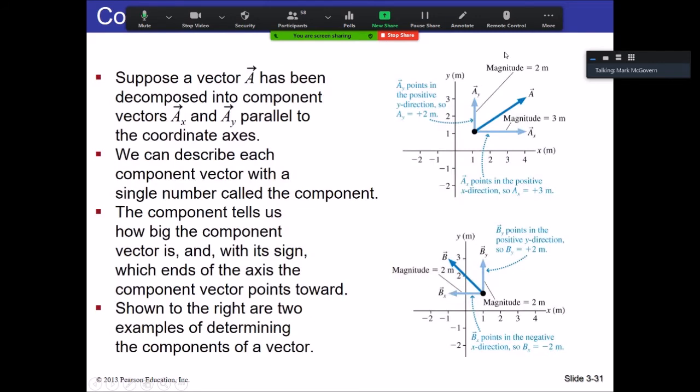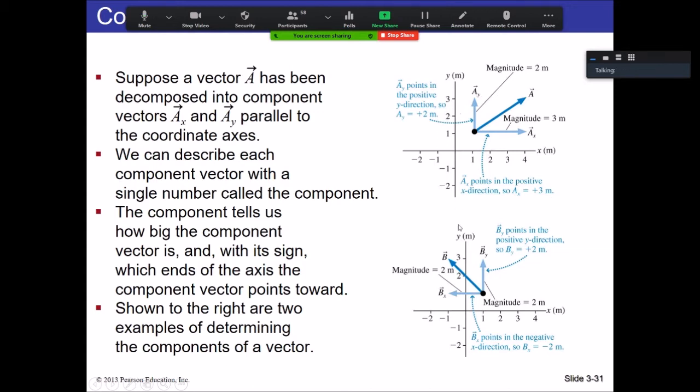Okay, here we have some examples. We have vector A, and we're going to break it into its components. We have a coordinate system down here, so we can assign actual lengths to the vector. This vector can be comprised of an x direction vector of length 3 and a y direction vector of length 2. Those two vectors, when added together, are identical to vector A. We call these two the component vectors. We say that A sub x is 3 meters and A sub y is 2 meters.